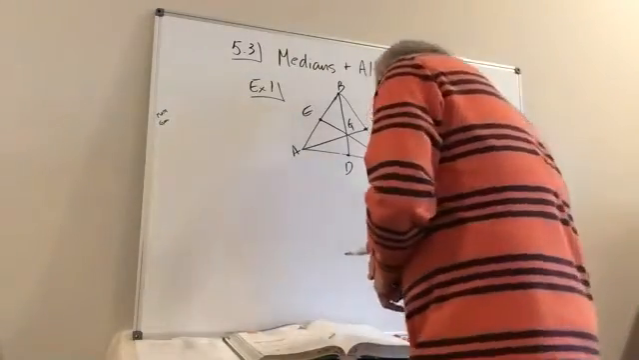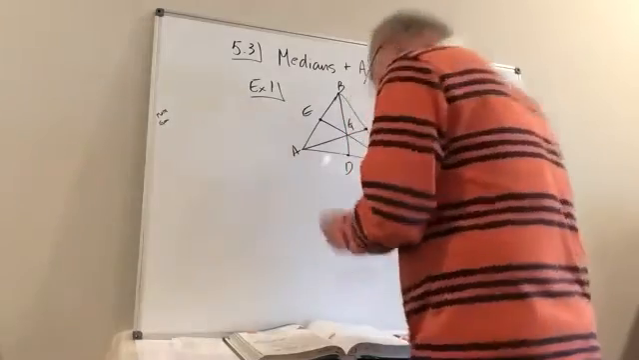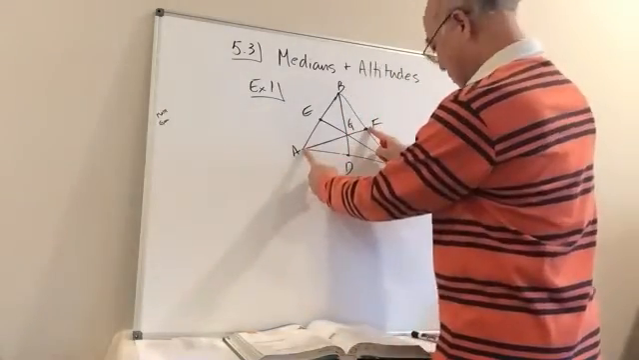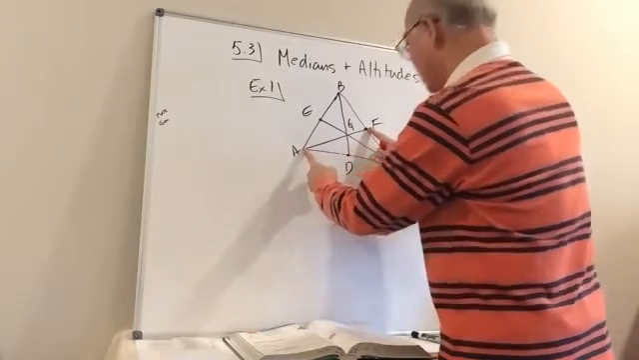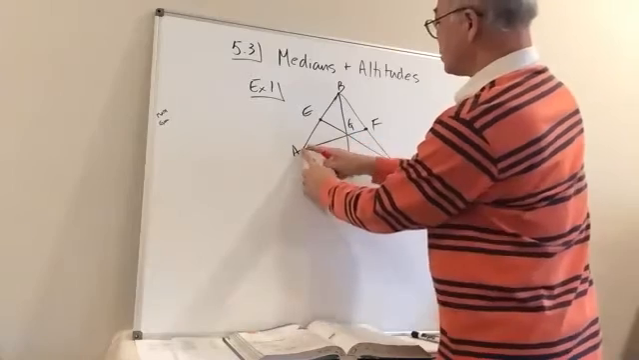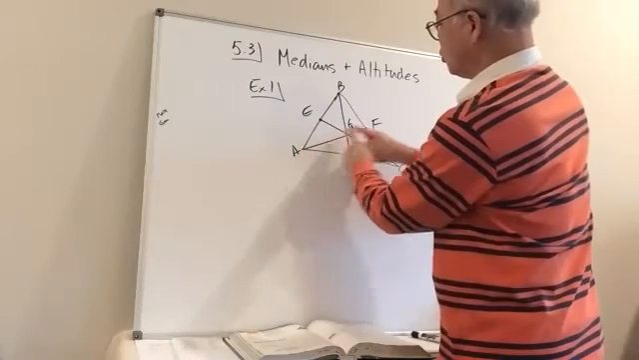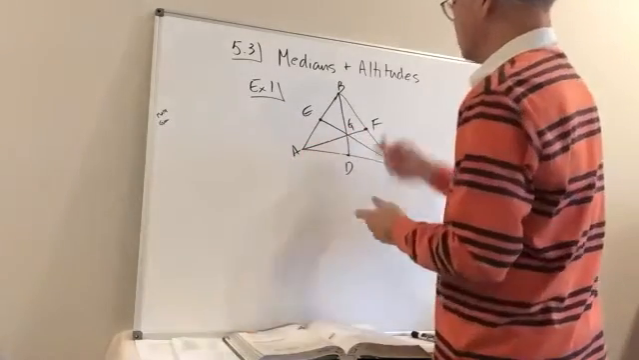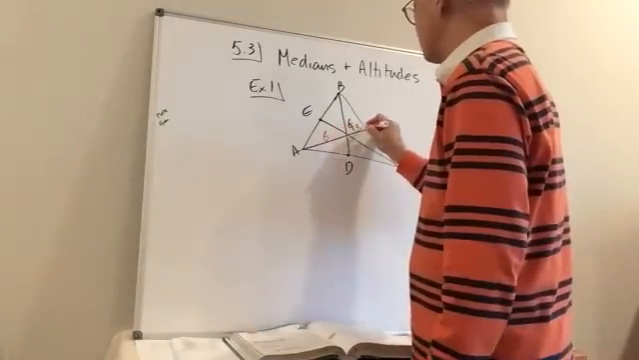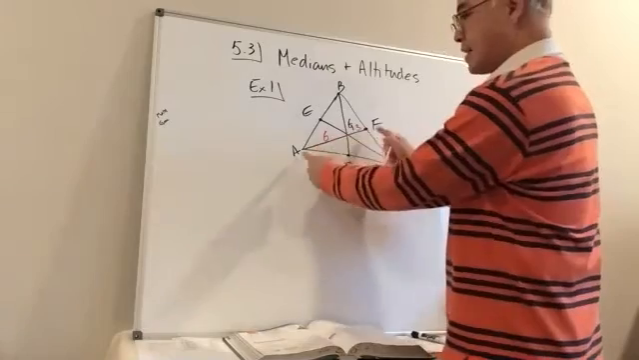So I know that AF is 9. So this is 9. And then they want to know what AG is, this guy here. We know that the centroid is going to be the 2 to 1 split point here. So in order to do that, this has to be 6 and this has to be 3, because it adds to 9.